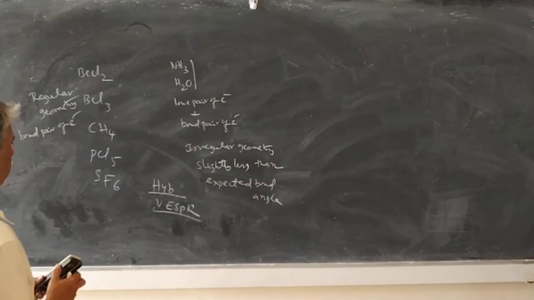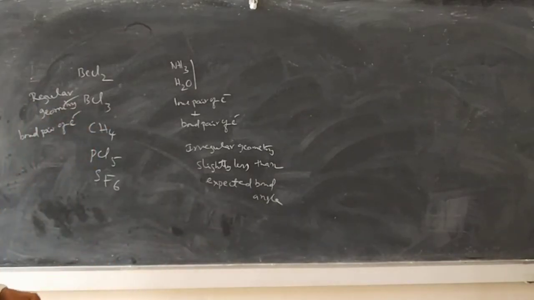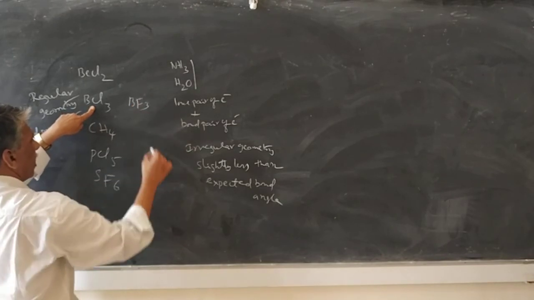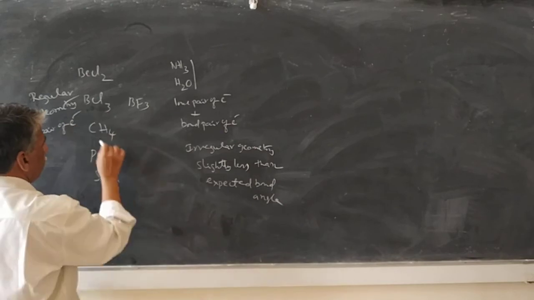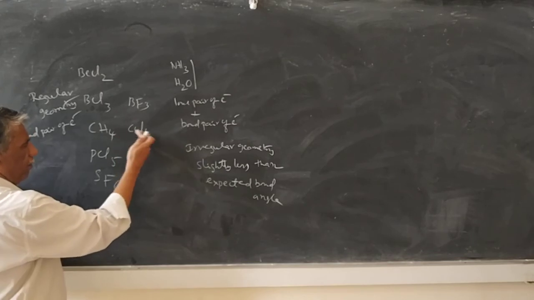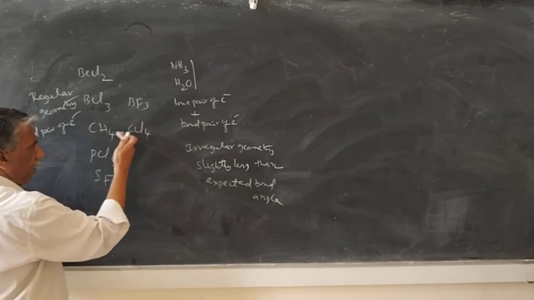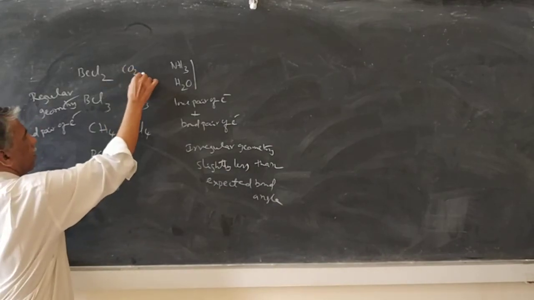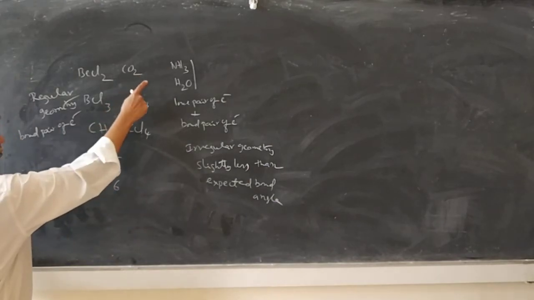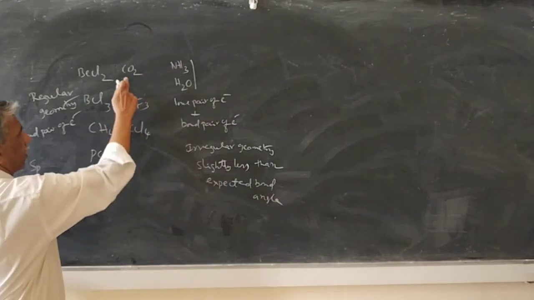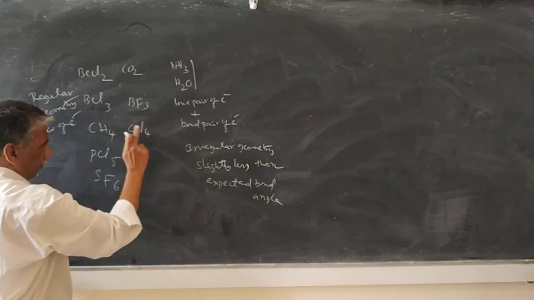The other examples for this one are BF3, another example. For this one, you can explain CCl4. Both CH4 and CCl4 have the same type of shape, same type of hybridization, and same type of bond angles. Even you can take the carbon dioxide molecule. Carbon dioxide also has linear geometry with sp hybridization. So these are the other examples for sp, sp2, sp3.